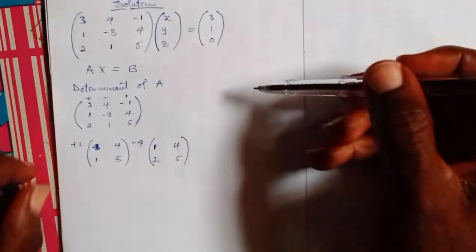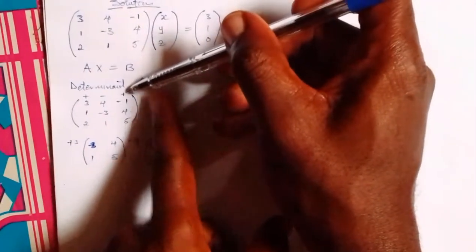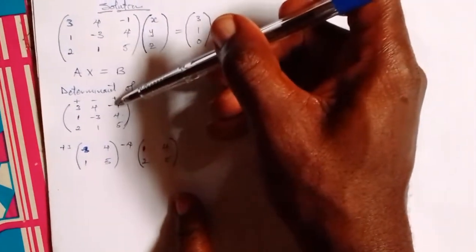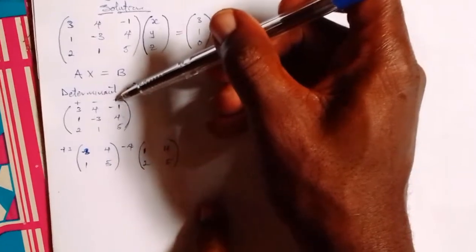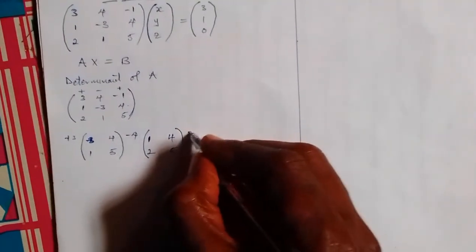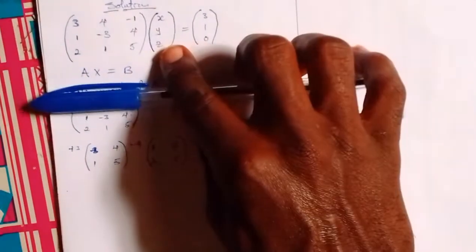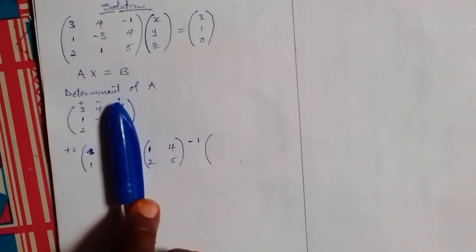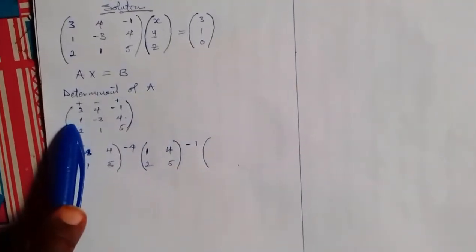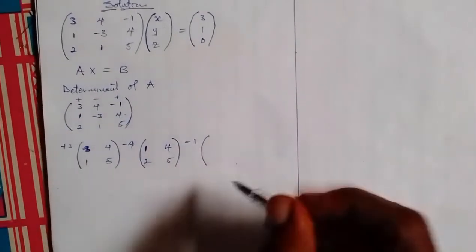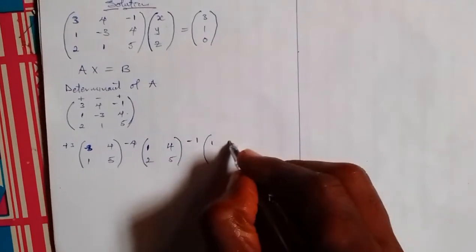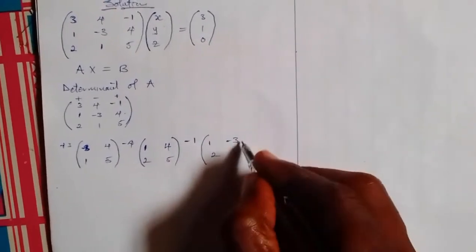And for the third sign, we have plus, but we are having a negative sign in front of the number that is there. So you just say plus times minus, which will give us minus at the end of the day. So minus 1. Then you draw that again. Then you cover the first row and you cover the third column. You will be left with 1, minus 3, 2, and 1.